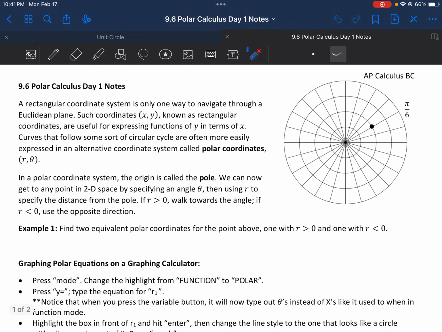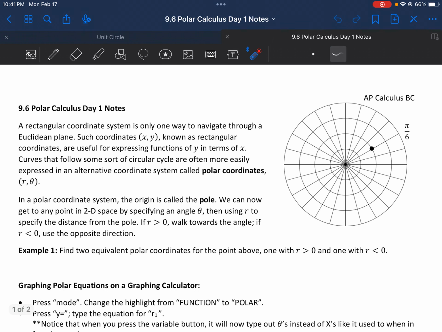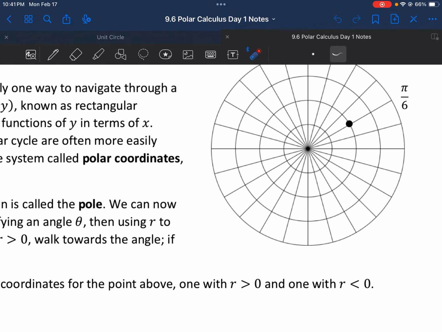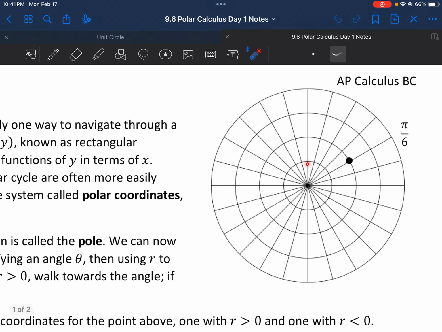So, in example 1, this is going back to either AP pre-cal or accelerated pre-cal, whichever one you took. Find two equivalent polar coordinates for the point above. One where r is greater than 0, one where r is less than 0. Okay? We're talking about this point right here. So, first things first, notice that we have these rings, these circles. Okay?